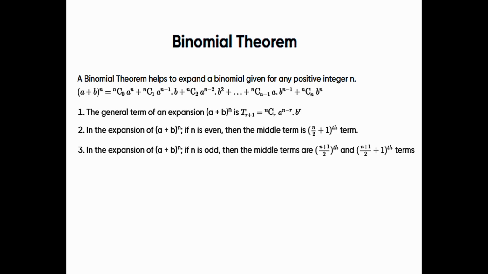Next, binomial theorem. A binomial theorem helps to expand a binomial for any positive integer n. (a + b)^n is equal to nC0 a^n + nC1 a^(n-1) b + nC2 a^(n-2) b² + and so on, + nC(n-1) a b^(n-1) + nCn b^n. Here we have some expansions, just go through it.